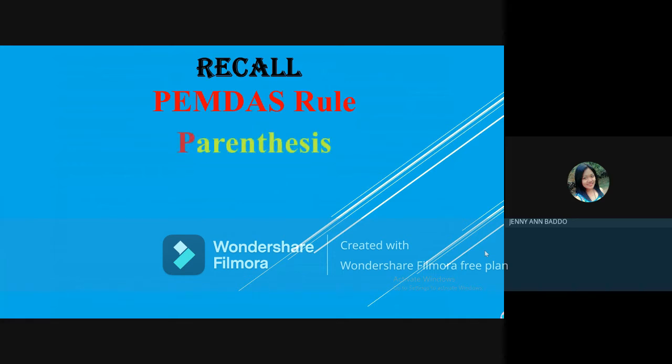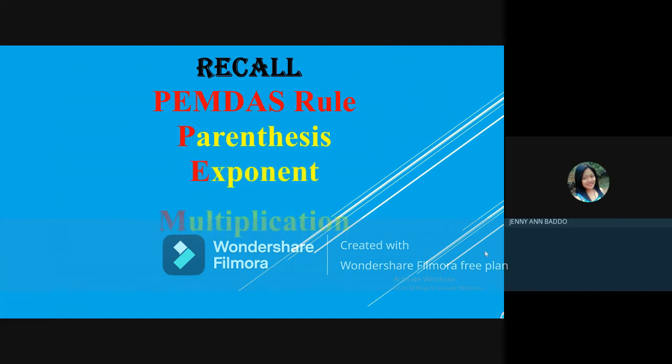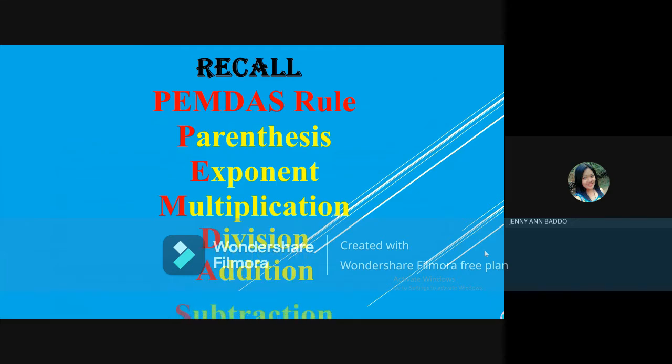PEMDAS stands for P, parenthesis; E, exponent; M, multiplication; D, division; A, addition; and S, subtraction. So we have to simplify first the terms or numbers inside the parentheses, and after which we have to simplify numbers or terms with exponents. Then after that, proceed to the multiplication and division symbols. Take note, multiplication and division come together.